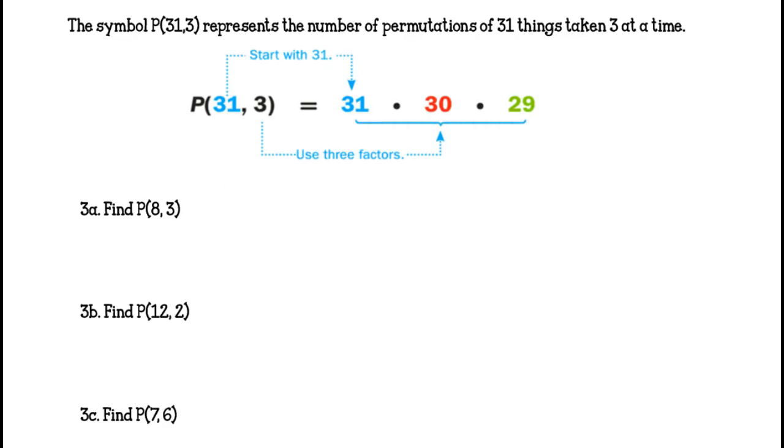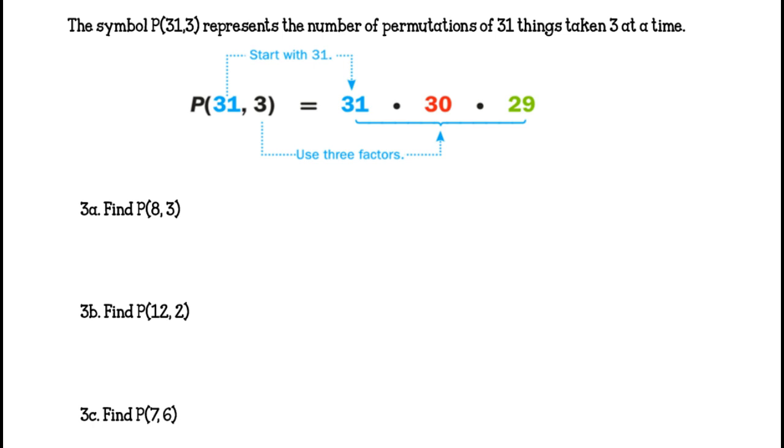The symbol P(31, 3) represents the number of permutations of 31 taken 3 at a time. So this drawing is actually a perfect example of that ice cream cone. It's saying you start with 31 and you have 3 factors: the first scoop, the second scoop, and the third scoop. So you take 31 times 30 times 29. This is an easy way for them to ask you a permutation question.